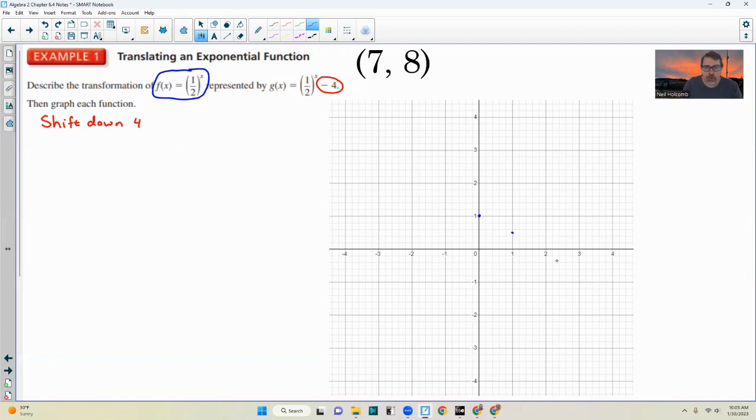If I plug in 2, I'm down to a quarter. If I plug in 3, I'm down to an 1/8. And it just keeps getting lower and lower. If I plug in 4, I'm down to a 1/16. And it's getting closer and closer to the x-axis. Now, if I plug in a -1, that's going to be 2. It's the reciprocal of the base. If I plug in a -2, it's going to be 4.